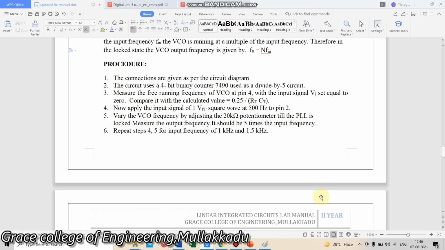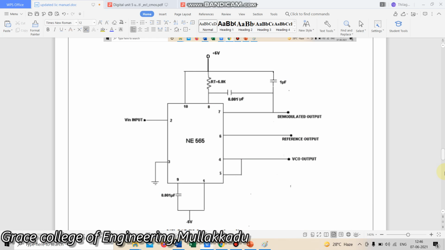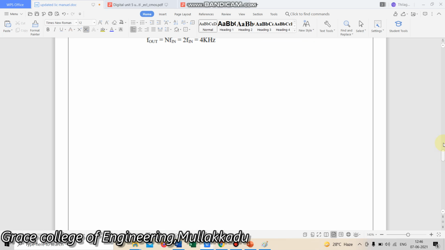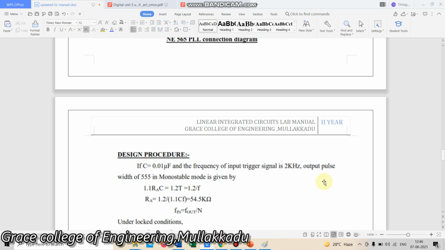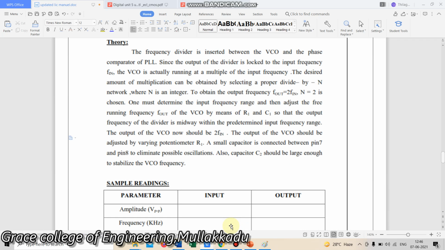Now we are going to see the simulation output for this. But before seeing the simulation output, if we use the NE565, this is the circuit diagram for the PLL, and the design procedure for the PLL. In the design procedure, we have to select C as well as F. C is equal to 0.01 microfarad and F is equal to 2 kilohertz. From that, we calculate the value of resistance, 54.5, and we design the circuit diagram. In the circuit diagram, we have to substitute these values.